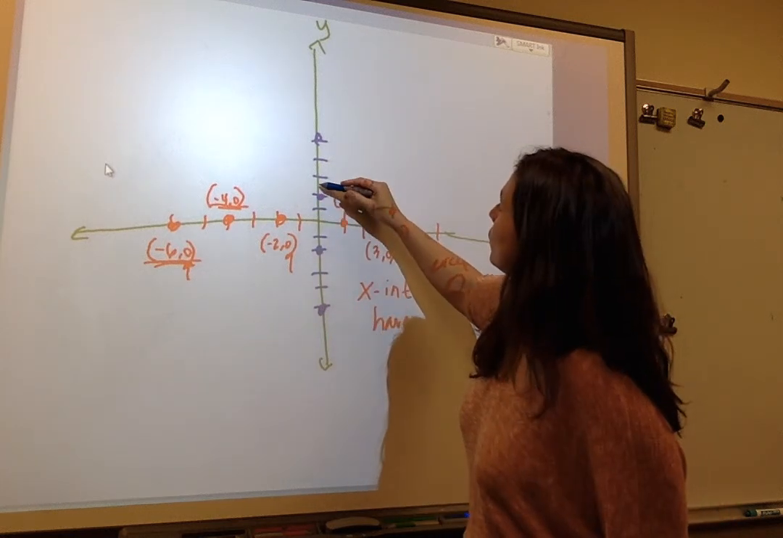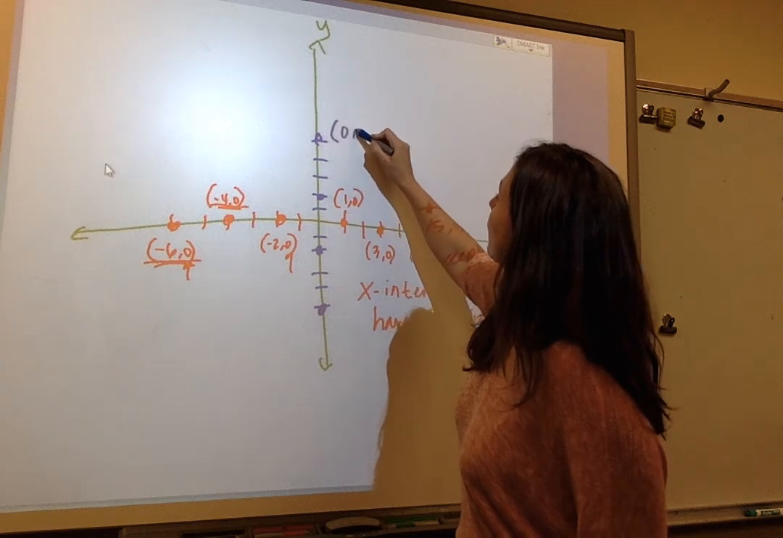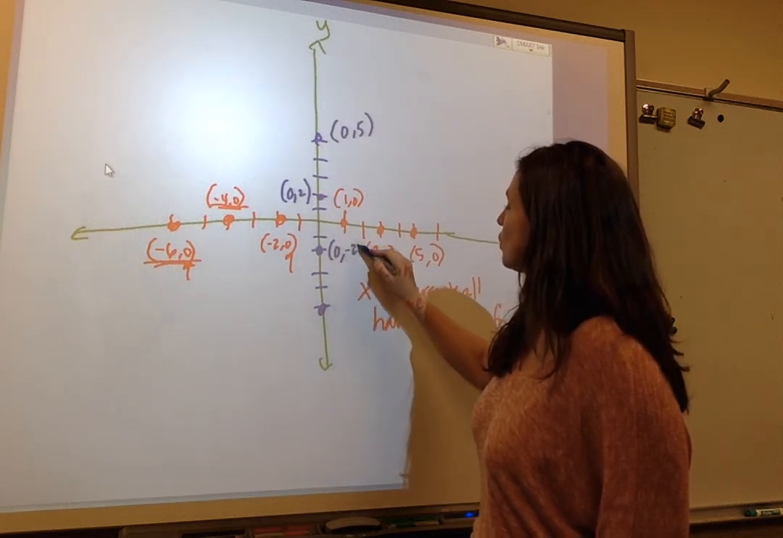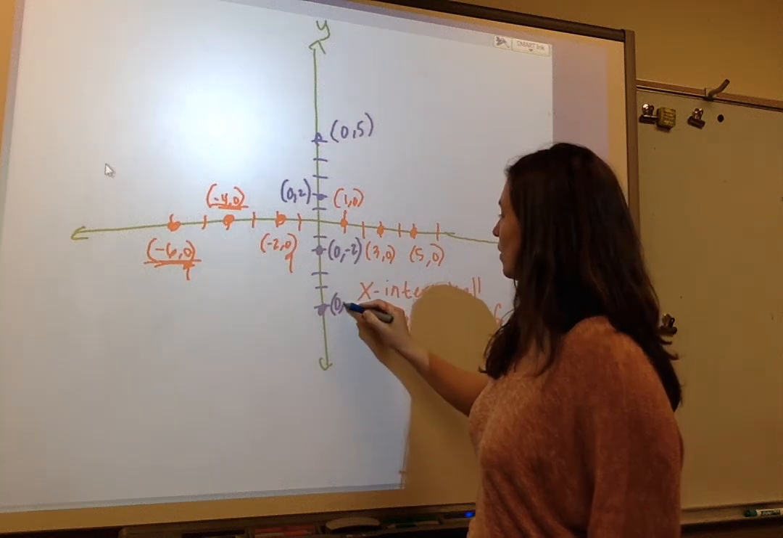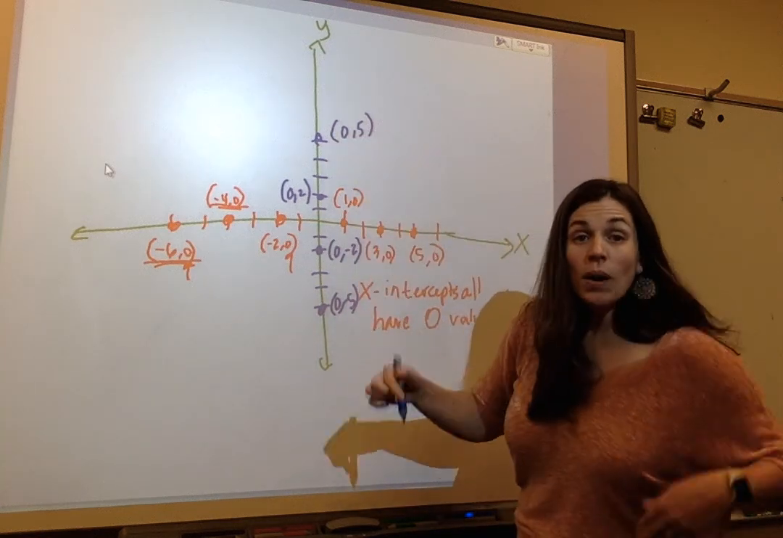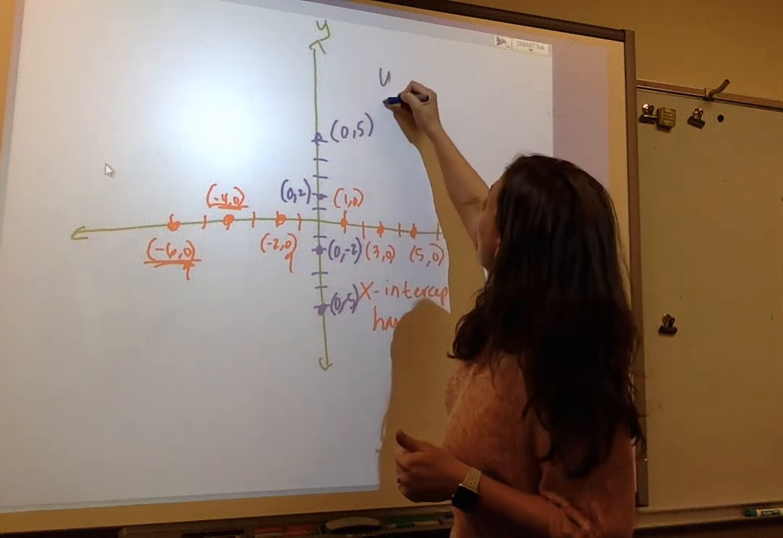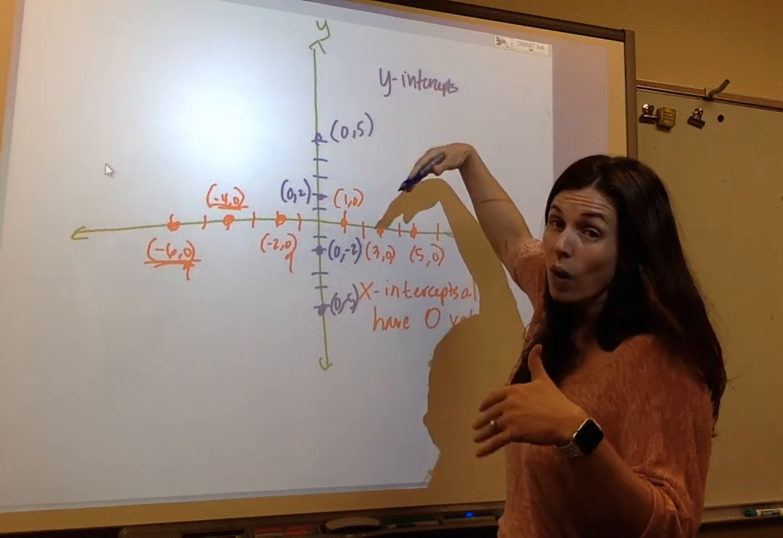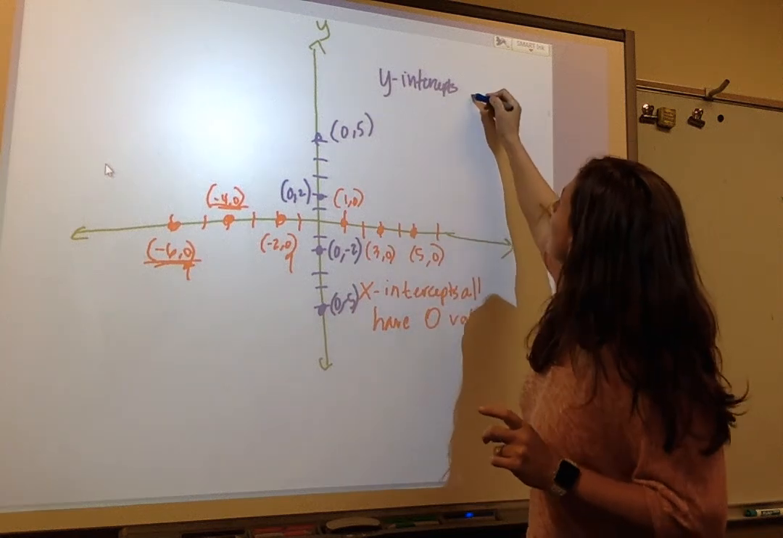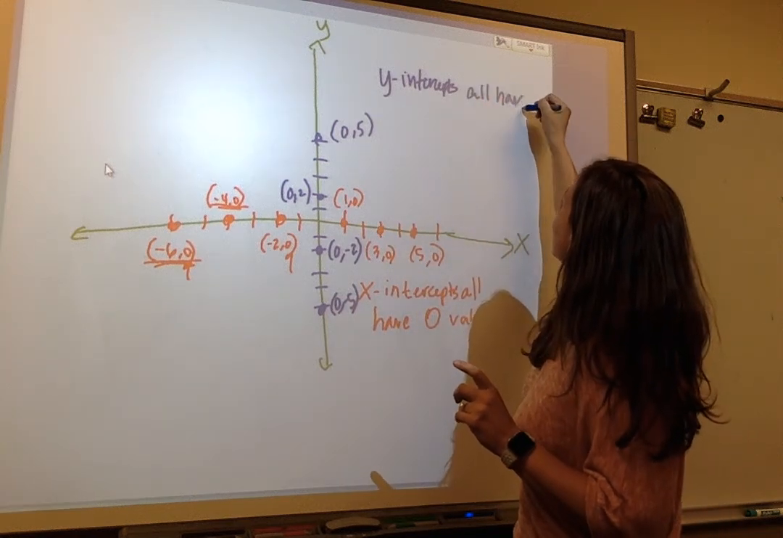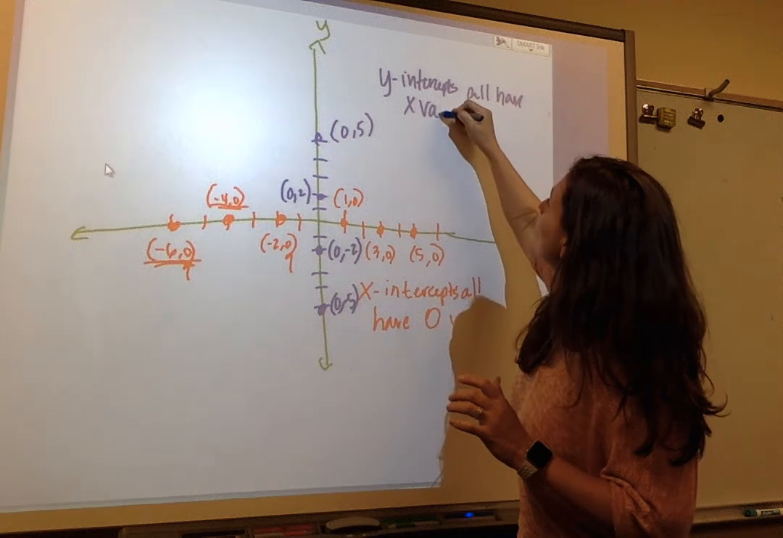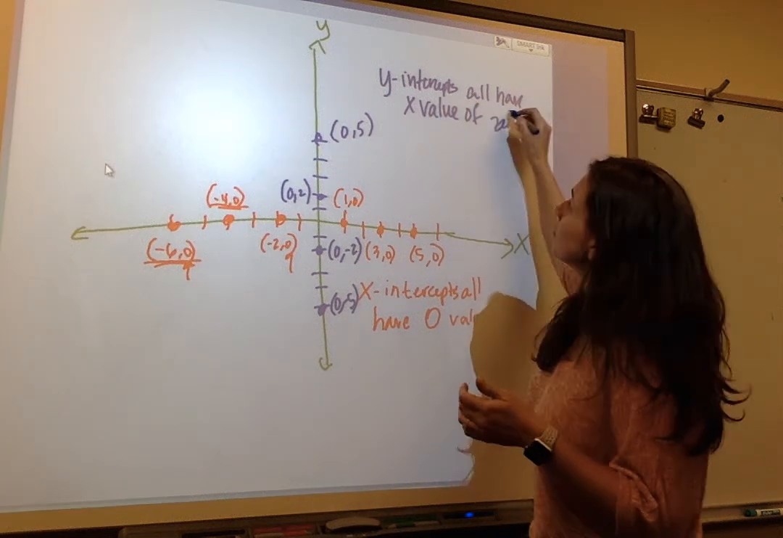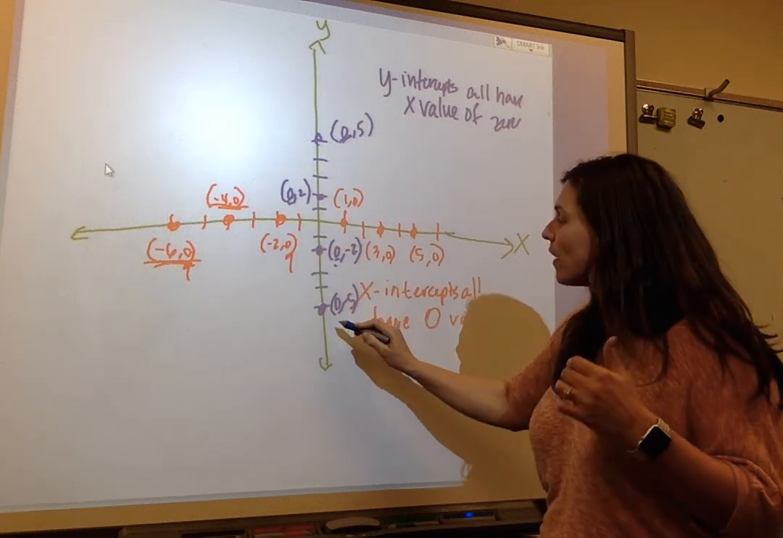And let's label them: 1, 2, 3, 4, 5. So 0, 5; 0, 2; 0, negative 2; 0, negative 5. These are my y-intercepts. So my y-intercepts all cross the y-axis, but all have an x value of 0. Okay, that's very, very important.